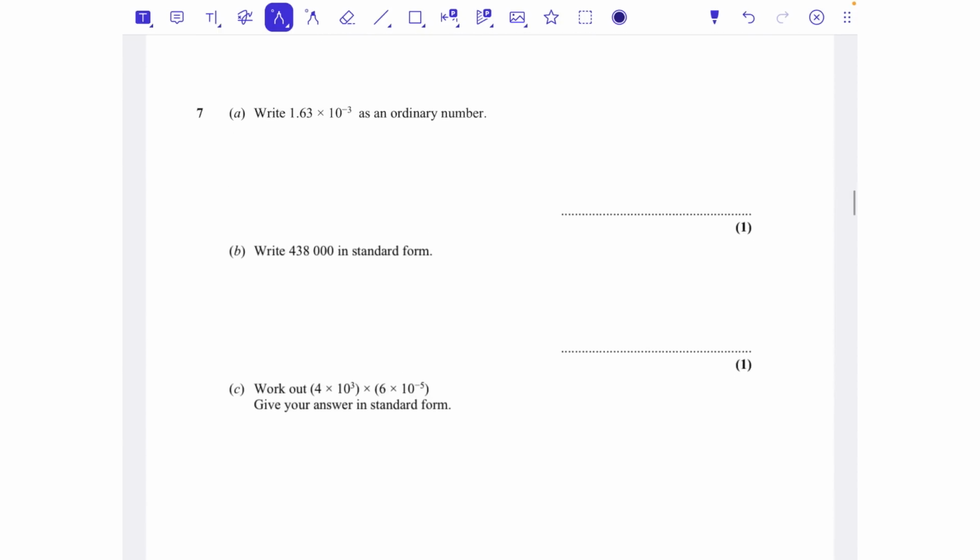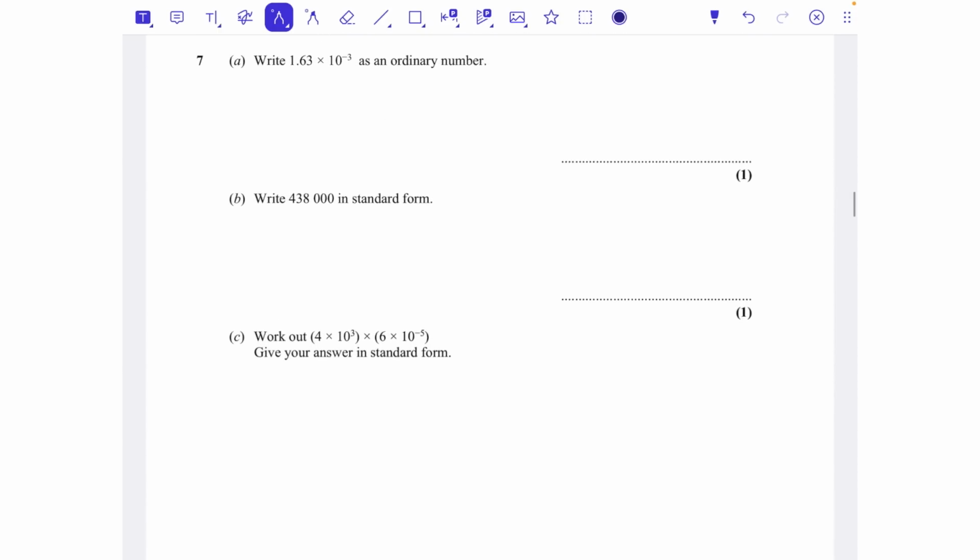Question number 7, and we've got standard form. Write 1.63 times 10 to the power of minus 3 as an ordinary number. So timesing by 10 to the power of minus 3 is the same as dividing by 10, dividing by 10, dividing by 10. So 1.63, if we divide that by 10, we're going to get 0.163. Divide it by 10 again, we're going to get 0.0163. So this is going to end up being 0.00163.